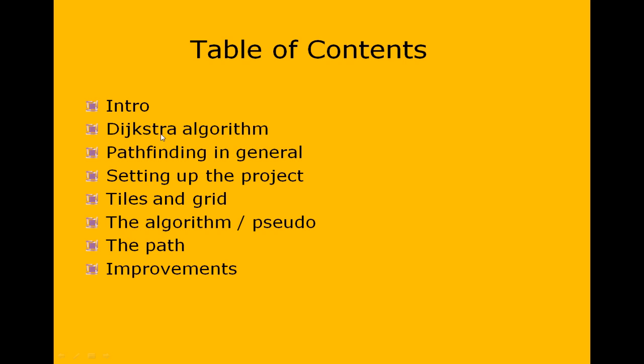Then I'm going to explain the Dijkstra algorithm. What is the Dijkstra algorithm and what has it got to do with the Astar algorithm? Then what is pathfinding in general? Then we're going to set up the project. I'm going to start talking about how to create tiles and how to make a grid, etc. Then we're actually going to talk about the Astar algorithm, what the pseudocode is, and how we're going to work on from there. And once the entire code is working, we actually need to get the path. And how we're going to do that, well, we'll see it when we get there.